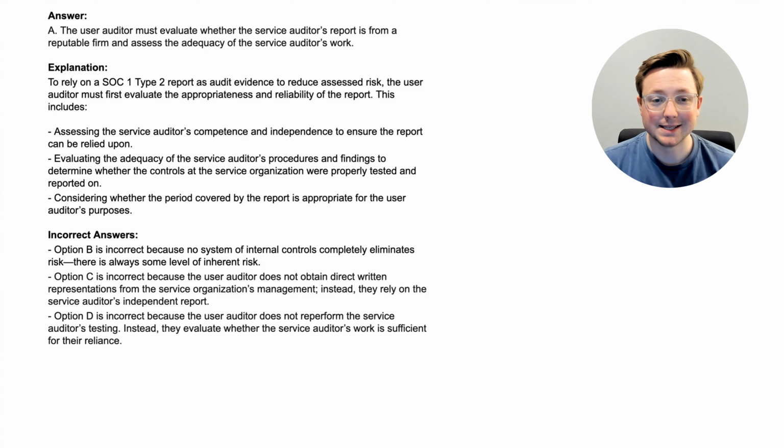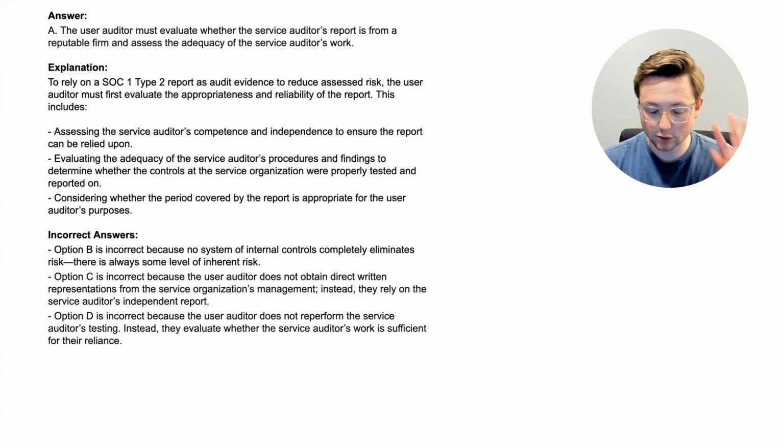Okay, here we are. The answer is A, the user auditor must evaluate whether the service auditor's report is from a reputable firm and assess the adequacy of the service auditor's work. Okay, so that's one of the things that has to happen. Let's go through the explanation to learn the rest. To rely on a SOC 1 Type 2 report as audit evidence to reduce assessed risk, the user auditor must first evaluate the appropriateness and reliability of the report.